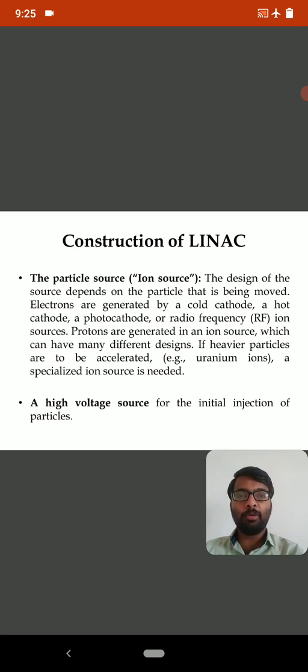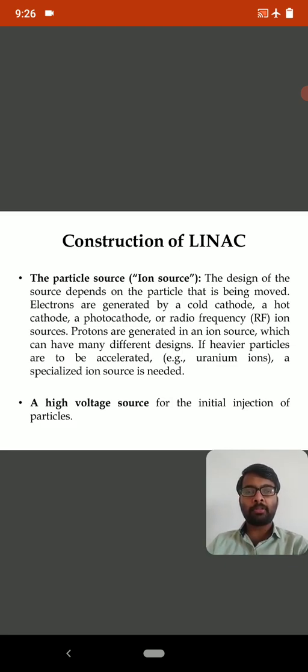In order to inject those ions into the accelerating column, we require a certain high voltage source. That high voltage source is for the initial injection of the particles. The particles or heavy ions generated in this ion source will be injected into the accelerating column by applying a certain high voltage. So that is the second component of this linear accelerator.